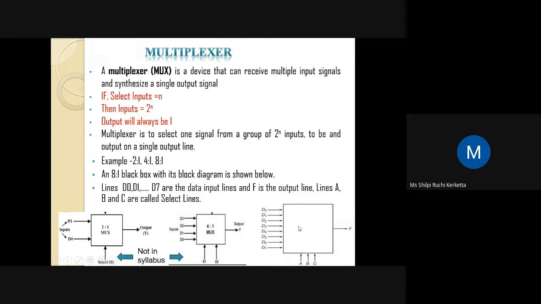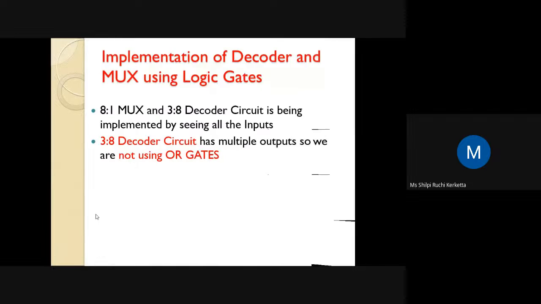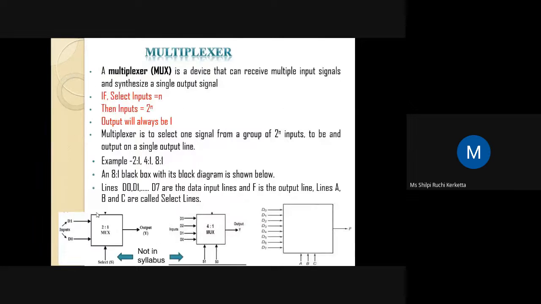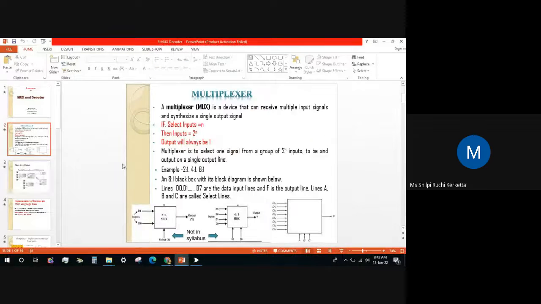So for 8 is to 1 we have the select lines as A, B, C, or we can say S0, S1, S2. The different input combinations will be D0 to D7, and there will be only one output. Why we are taking D0 and D1 with the select line, I will just tell you through the circuit.